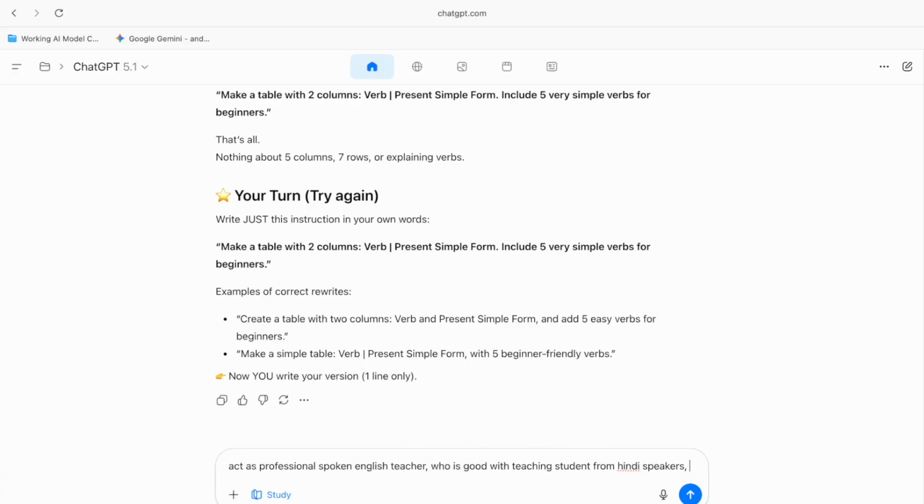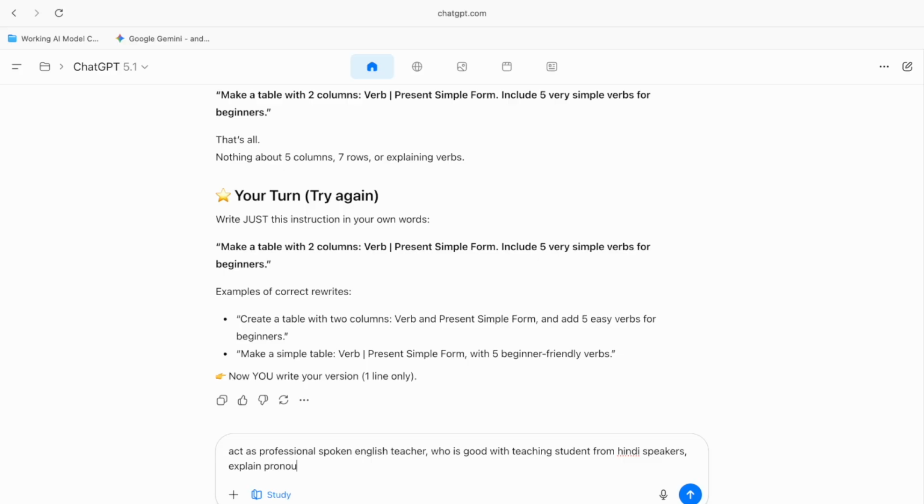Now explain the context: explain pronoun and its usage. What is a pronoun, why we need it, how to identify, and I only know the three, and give simple examples. Okay, that's something I want. Now explain it in a simple and friendly tone. I've given the tone. Okay, now I have to make the table.